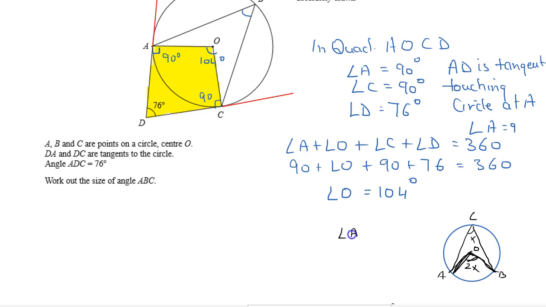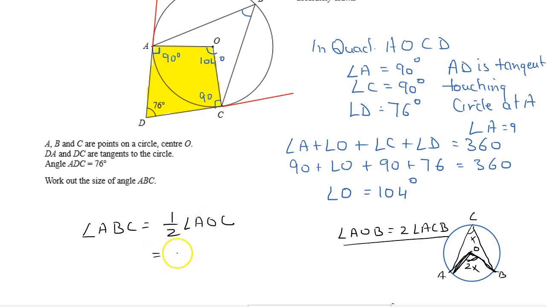So angle AOB is twice angle ACB. Now here in this case, angle ABC will be half angle AOC. So half of angle AOC, 104 degrees, that is 52 degrees. Angle ABC will be 52 degrees.